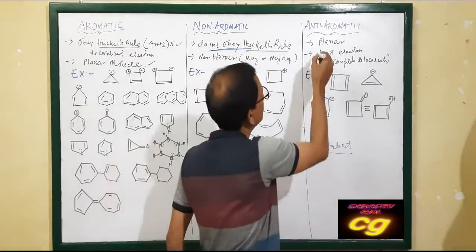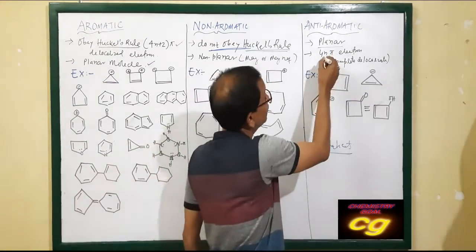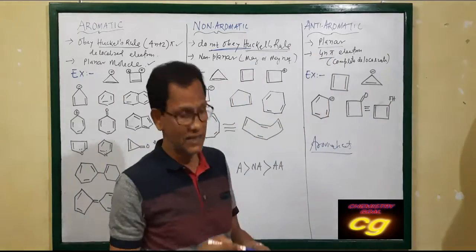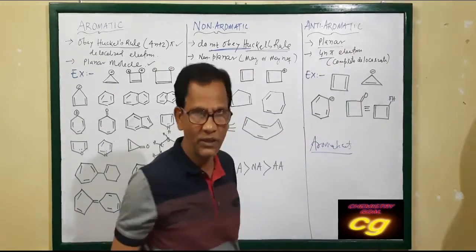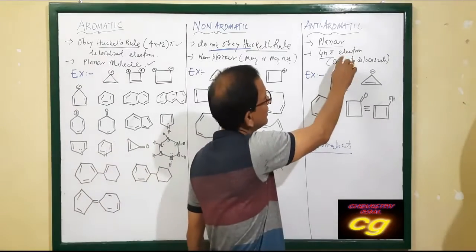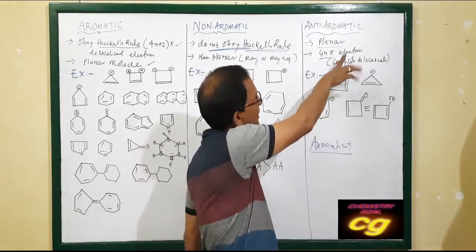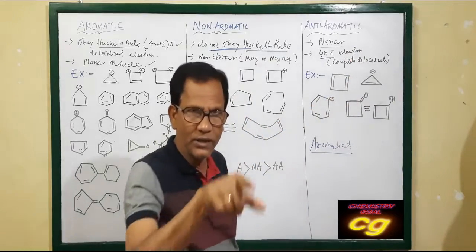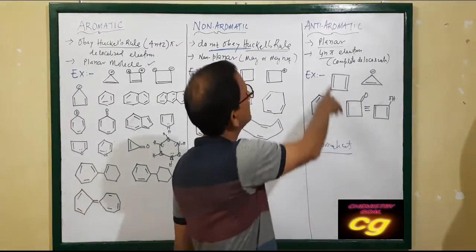Then anti-aromatic means the molecule is planar. This is very important. It is a planar molecule and 4n pi electrons are there. These 4n pi electrons should be completely delocalized and the molecule should be planar. Then it is called anti-aromatic.